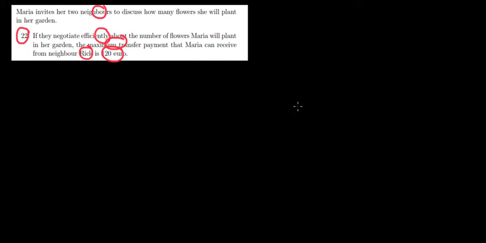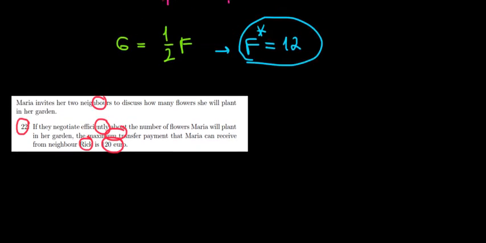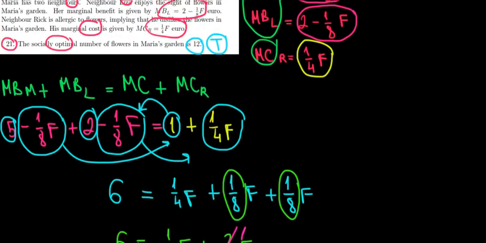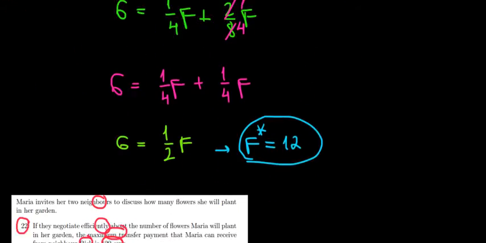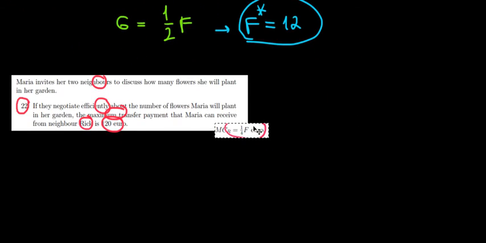We know that Rick has a cost. He suffers from allergy. And we know that his cost is given over here. What was it? 1 over 4f. That's the marginal cost of Rick. So let's crop that because we'll need to use it. So we have it over here, the marginal cost for Rick.